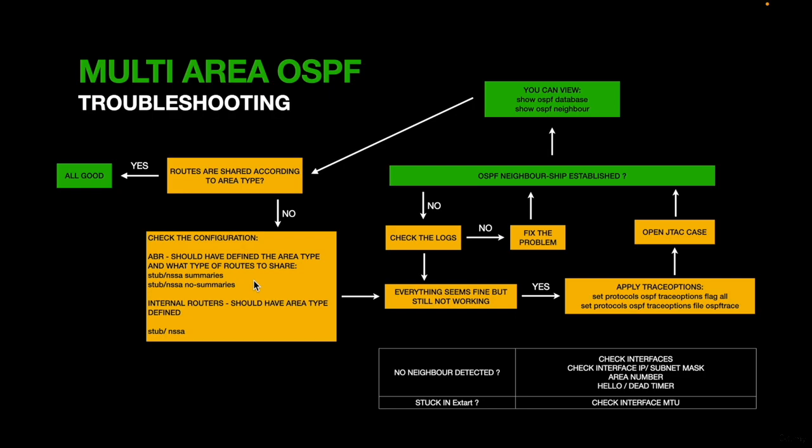And internal routers should have the area type correctly defined, which can be stub or NSSA, which means that the internal routers don't know if they are in the totally stub area or in the totally not so stubby area. They just think that they are in a stub area or in a not so stubby area. You can also view the OSPF database by typing show ip ospf database, and you can see the neighbors by typing show ip ospf neighbor. We will play with the configuration in the upcoming lab.